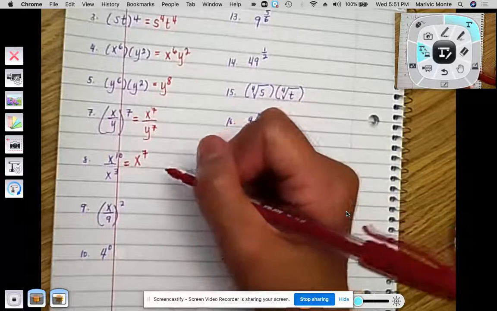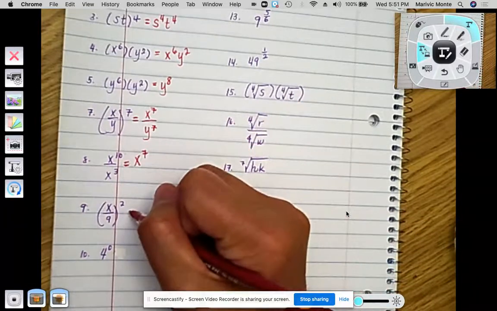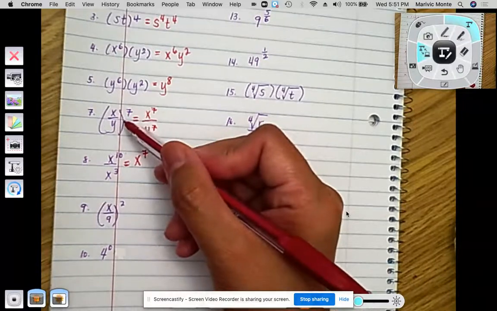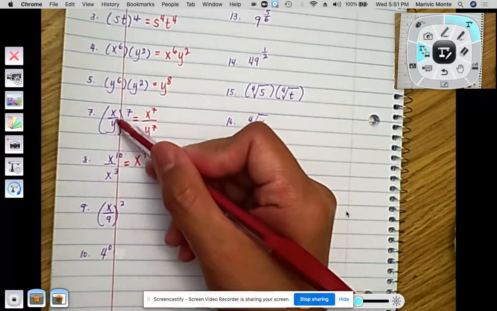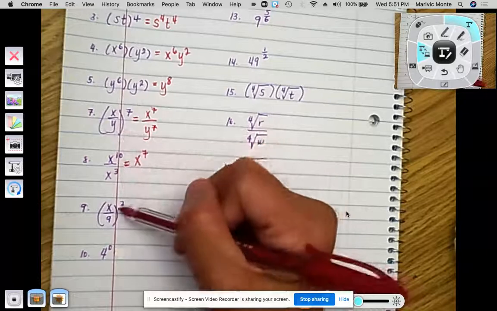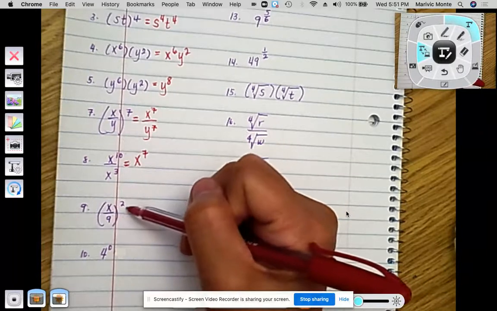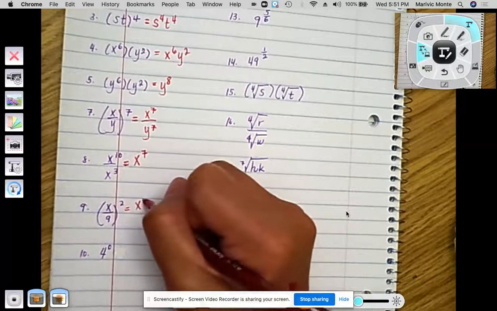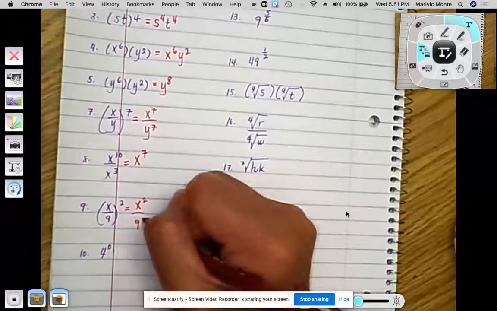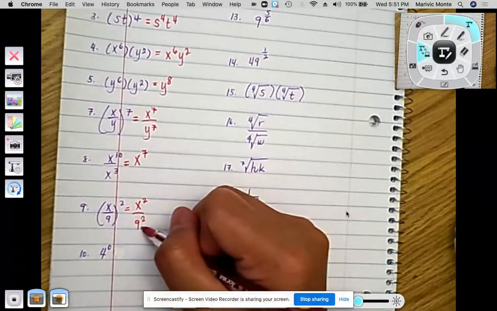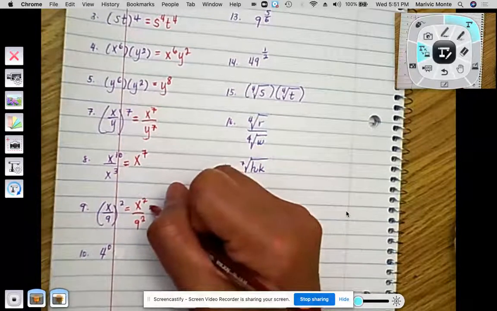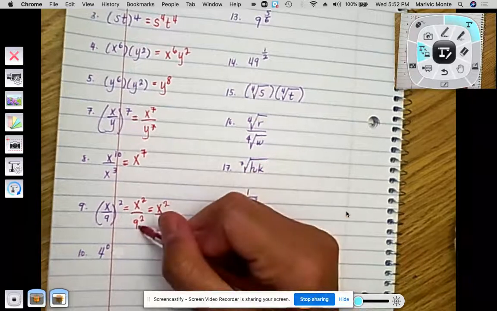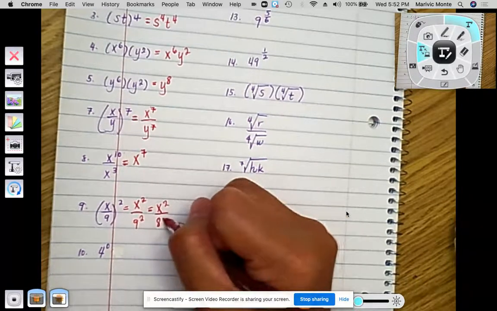And then number 9, take a look. Just like what we did in number 7, we can raise both the numerator and the denominator to the same power. So this is x squared over 9 squared. But 9 squared can still be simplified. So you say x squared over 9 times 9, which is 81.